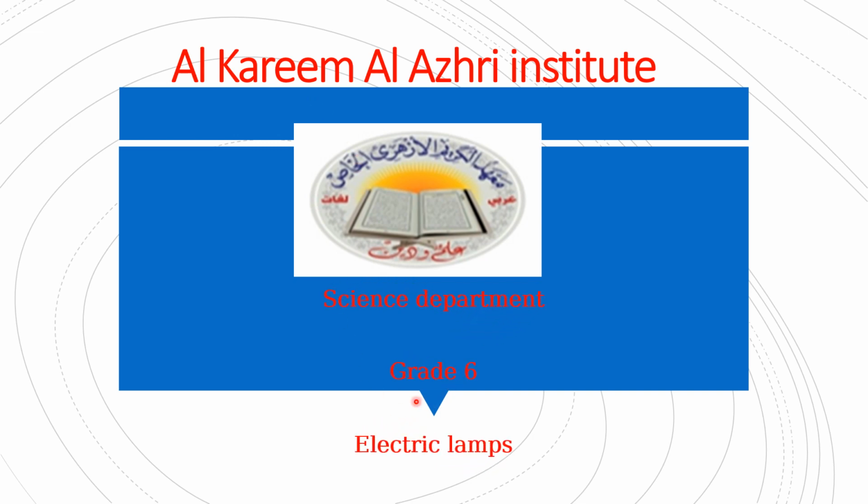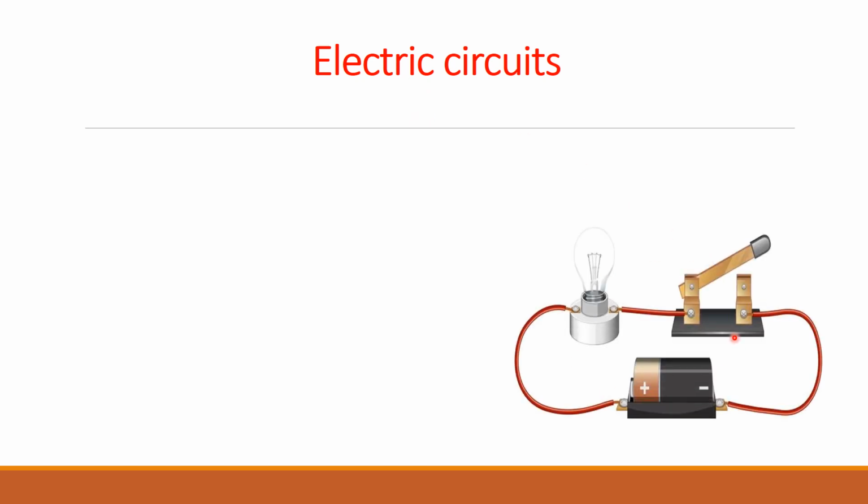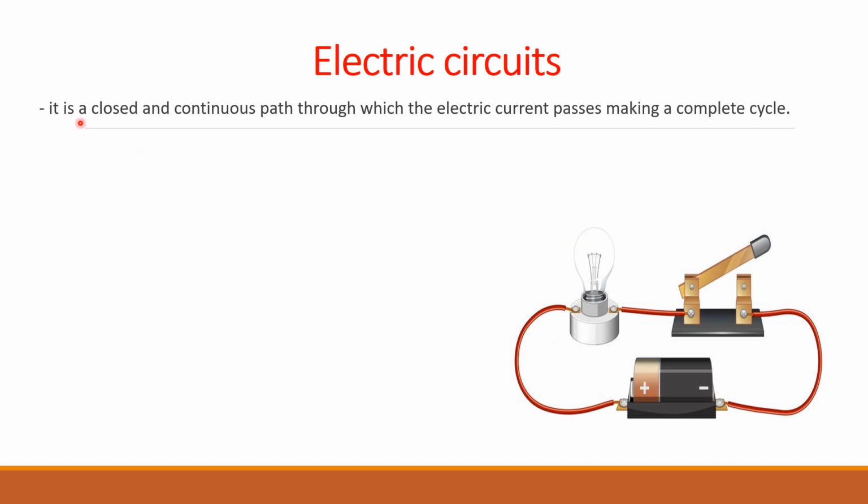Today, inshallah, we will continue our previous lesson, which you call the electric lamp. Electric circuit. To know the concept of electric circuit, we should look at this picture. This picture represents a simple electric circuit. A simple electric circuit is a closed and continuous path through which the electric current, which is electricity, passes to make a complete cycle. What is the component of the electric circuit?